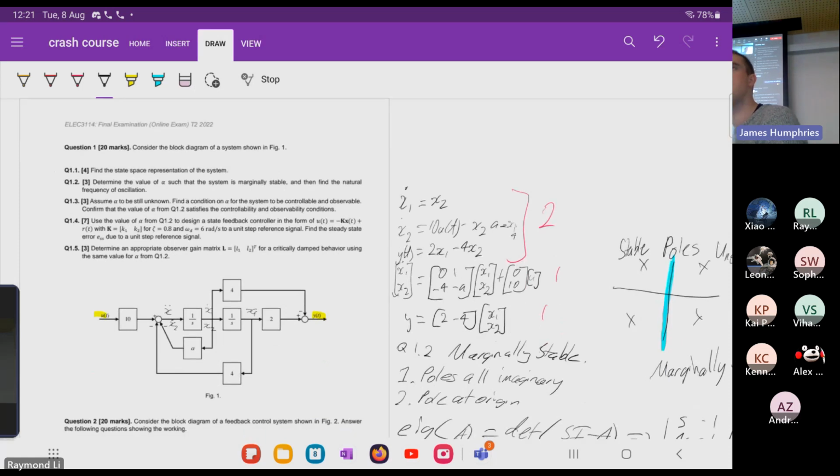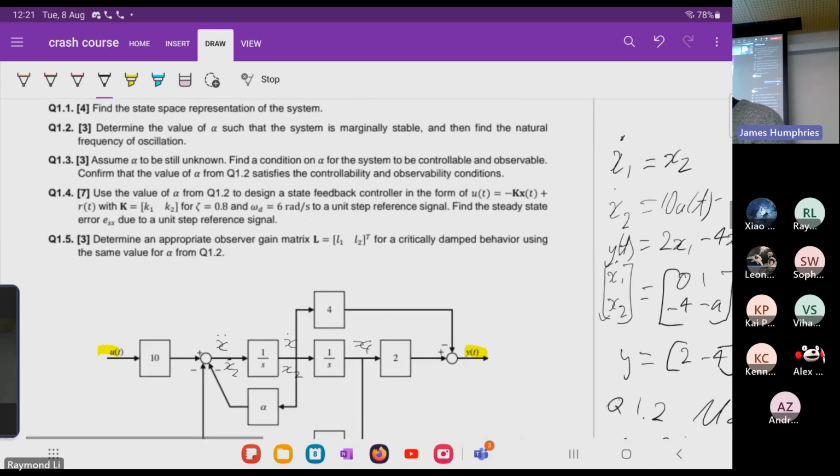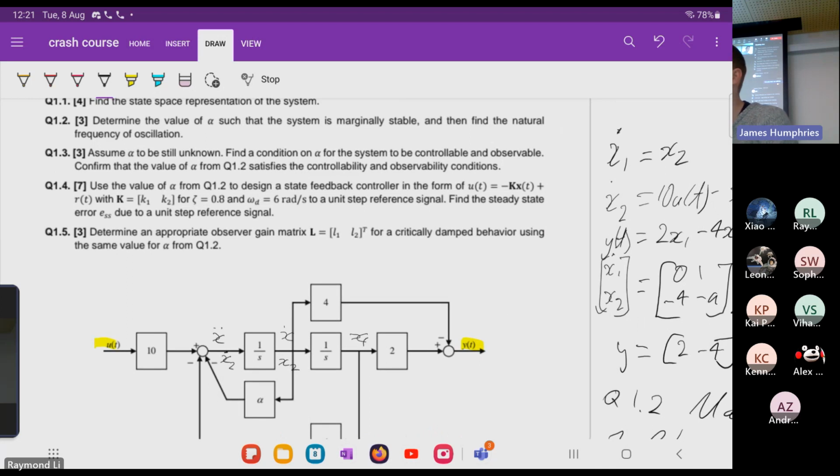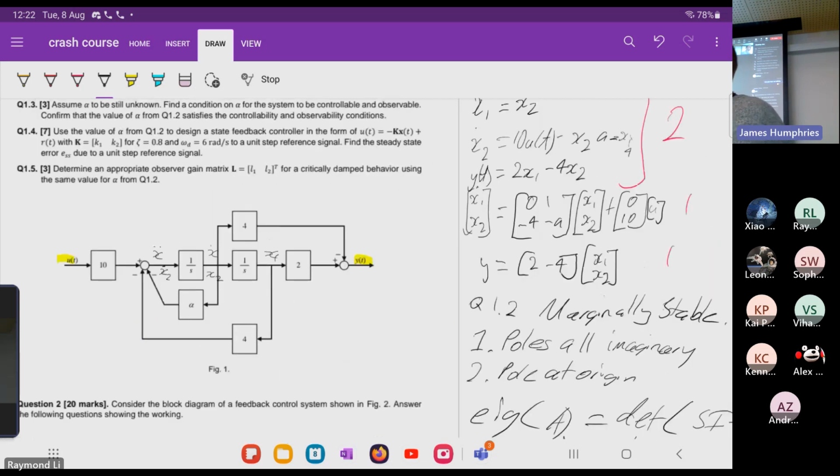Make sense? All right, now we get to a bigger question: use the values of alpha from question 1.2 to design a state feedback controller in the form u(t) = -Kx + r(t), where K = [K1, K2], with zeta equal to 0.8 and omega d equal to 6 radians per second. For a unit step reference signal, find the steady state error ESS. Doesn't this seem familiar?